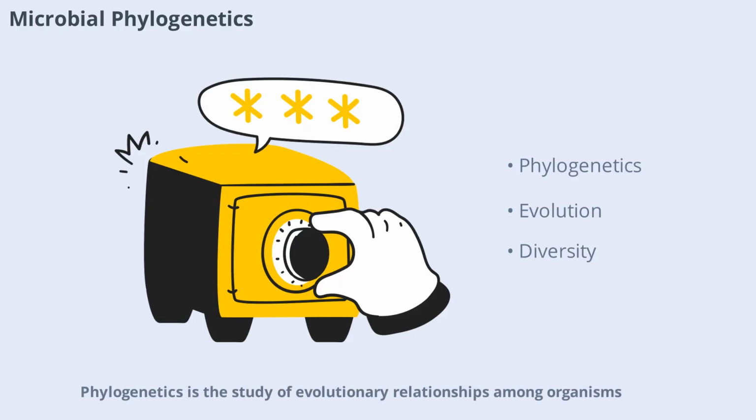Phylogenetics is the study of evolutionary relationships among organisms. By comparing genetic sequences, scientists can trace the ancestry of microbes and understand how they have diversified over time. Phylogenetic analysis helps identify new species and track the spread of pathogens.